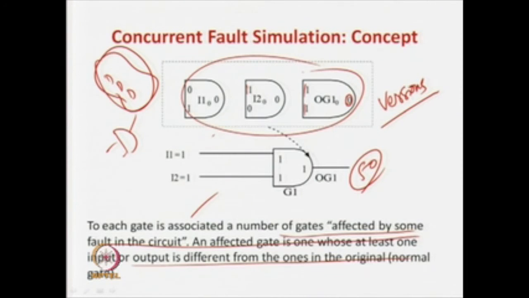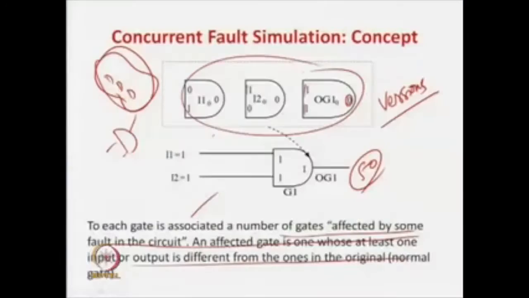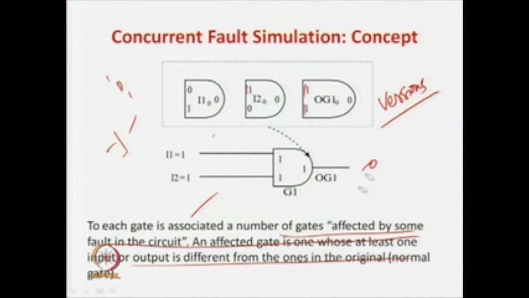So, in other words, in concurrent fault simulation, what is the first step we are going to approach? To each gate we will attach a bubble. In the bubble there will be some other gates, and these are the gates which are affected by some fault in this circuit, only those versions of the gates will be available. So, if there are 30 faults in a circuit and 20 of them affect one gate, the bubble for that gate will have 20 more gates of the version. So, you store that one. That is what we have to do first.